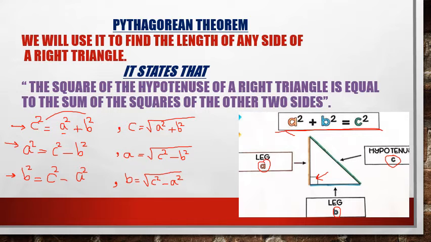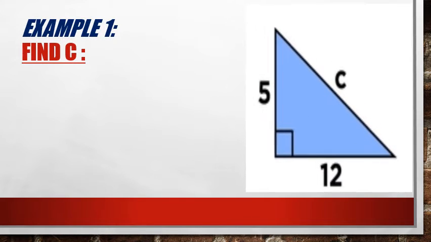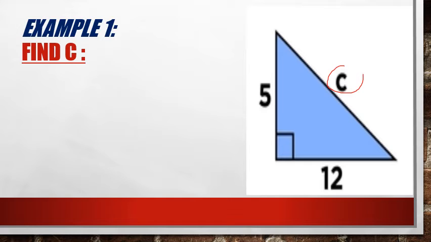Let's apply this theorem in the examples. Example number 1. Find C. What is C here? This is the hypotenuse, because here I have a right triangle. If I have a right triangle and I have two side lengths and I want the third one, automatically we will use the Pythagorean theorem. C squared, because I want to find the hypotenuse, equals A squared plus B squared. Let A equal 5, let B equal 12.